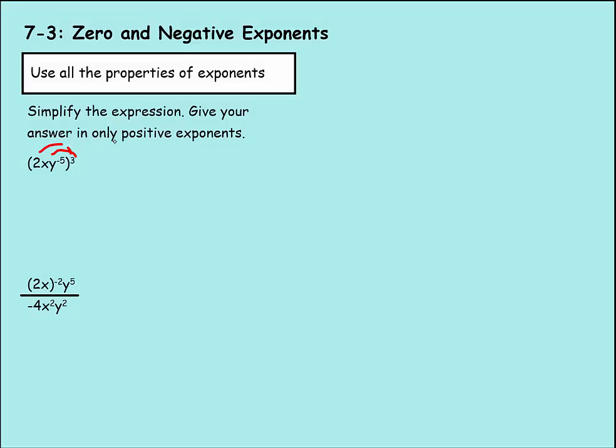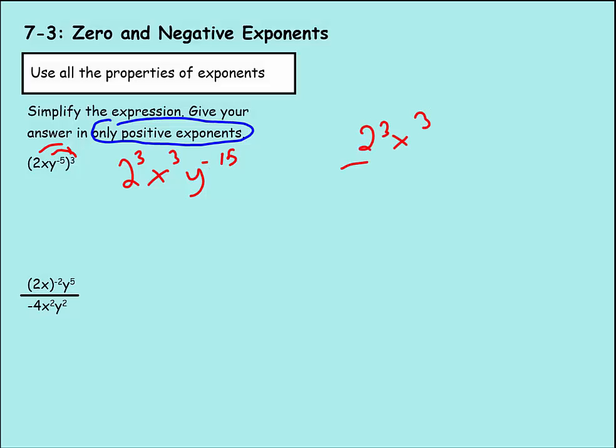So we would have 2 to the third power times x to the third power times y to the negative 15th power. If you remember, it tells us to do it in only positive exponents, which means that this y to the negative 15th is not okay. But we could do the reciprocal of y to the negative 15th and make that positive. So if I was still going to rewrite this, we could still keep these positive ones on top, but this can go on the bottom. So we have 2 to the third times x to the third over y to the positive 15th, because that's the reciprocal, and then it's a positive exponent.